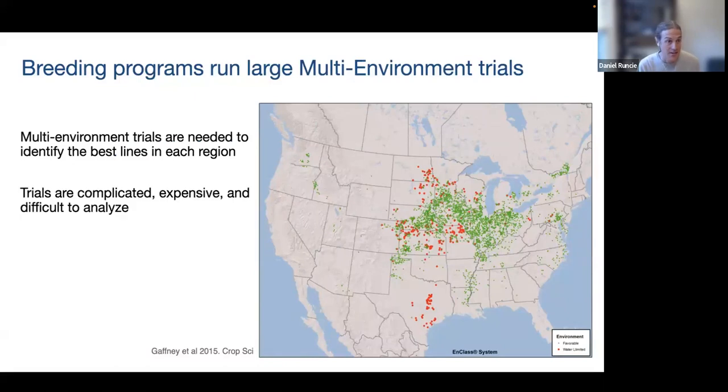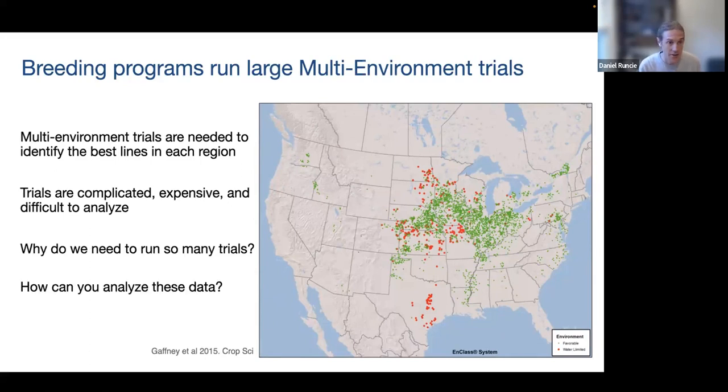However, these trials are complicated, expensive, and difficult to analyze. And so do we really need to run so many trials? And if you do, how do you analyze these data? And what can you learn? So these are the types of questions that my group has been working on from the statistical standpoint, and I'm going to be talking about some of our methods and how we're doing that today.